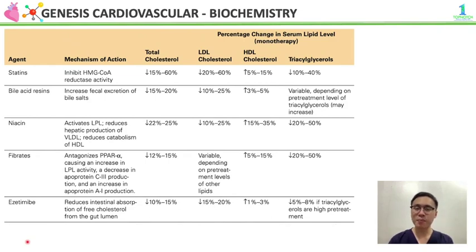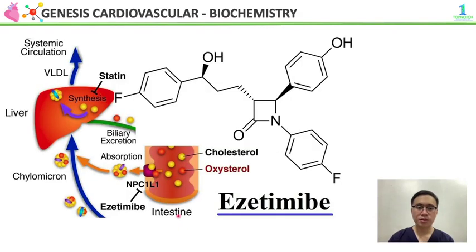Lastly, we have ezetimibe. The role of ezetimibe is that it reduces intestinal absorption of free cholesterol from the gut lumen. So obviously, the main action will be to decrease LDL cholesterol. And the way it does this is that it directly inhibits intestinal absorption. So in this figure, you can see the presence of cholesterol in the intestinal lumen. And what ezetimibe does is that it directly blocks the NPC1L1, thereby inhibiting the absorption of cholesterol.